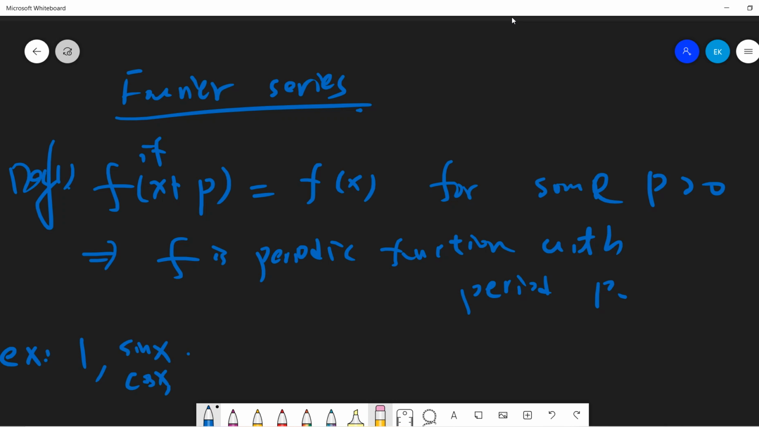sine x, cosine x, and the tangent of x. Then there's also cosine nx and sine nx. Okay, and sine x and cosine x are with period 2 pi, and these are with period 2 pi divided by n.